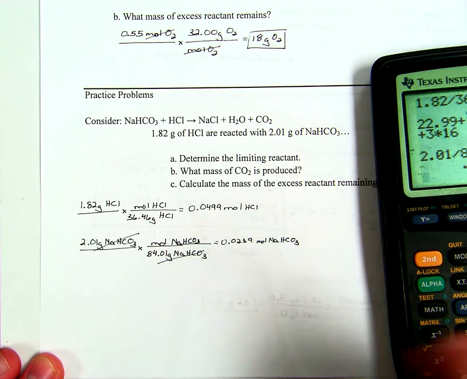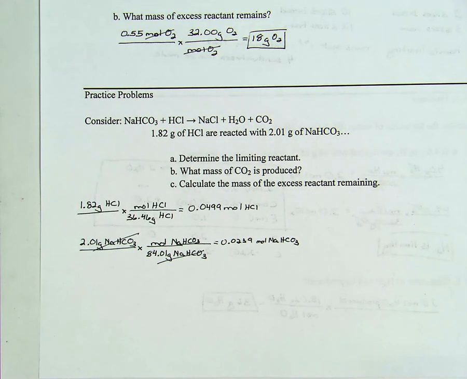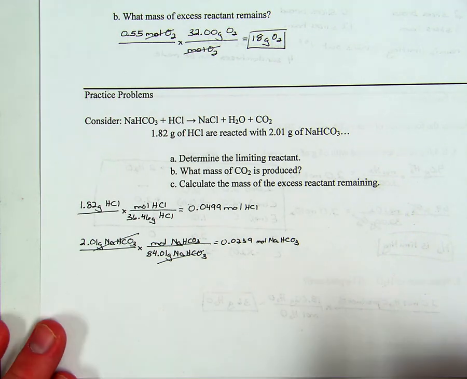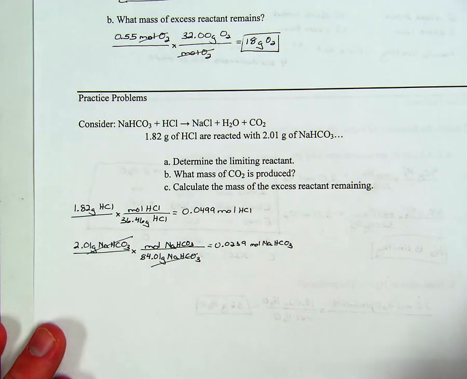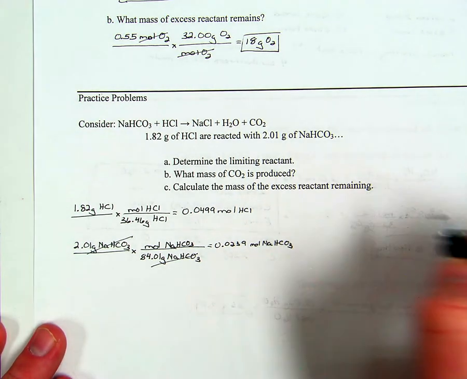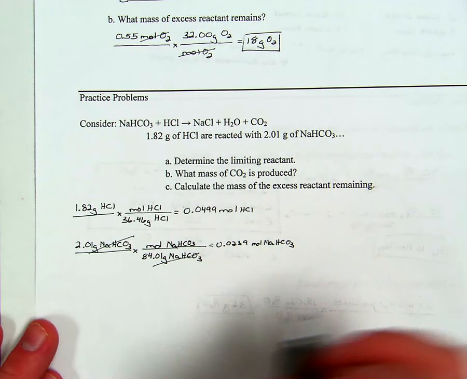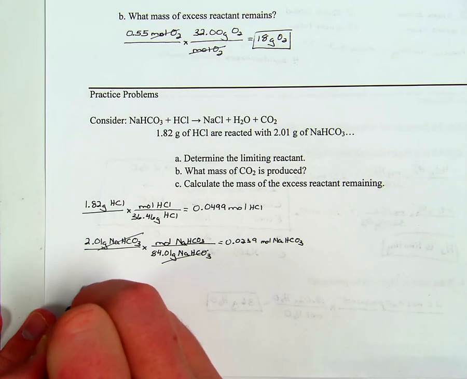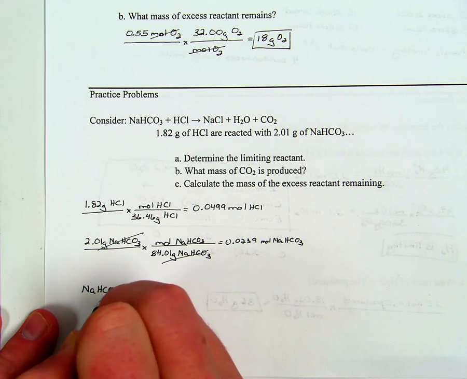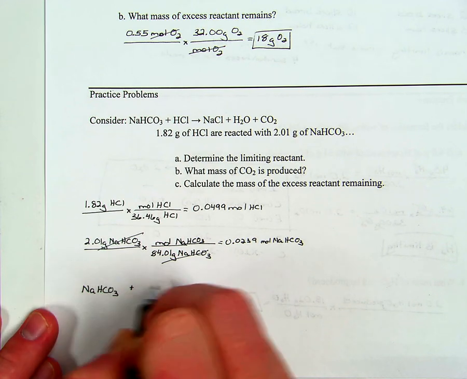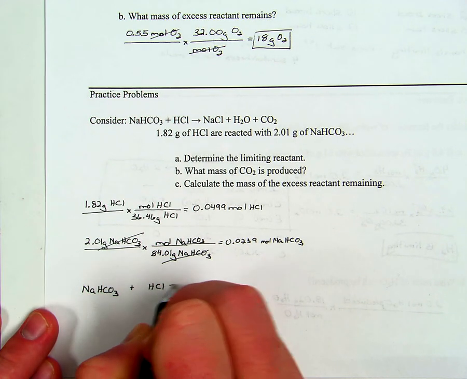So now we just need to figure out which is limiting to answer A, and to do that I think it's most beneficial to draw out that chart. So I'll just do that. We'll go down here. I have a little more room to spread it out. It's a little easier to work with. NaHCO3 plus HCl, and that yields NaCl plus H2O plus CO2.